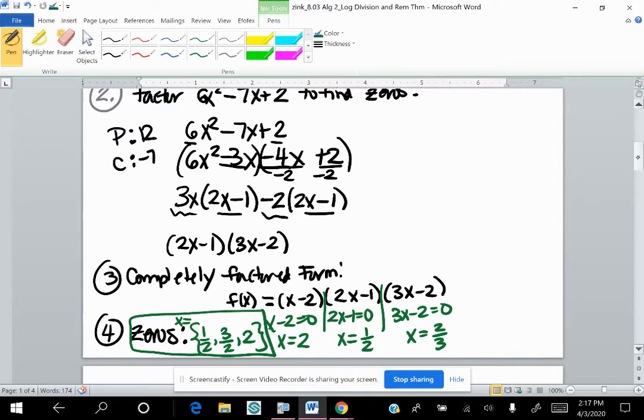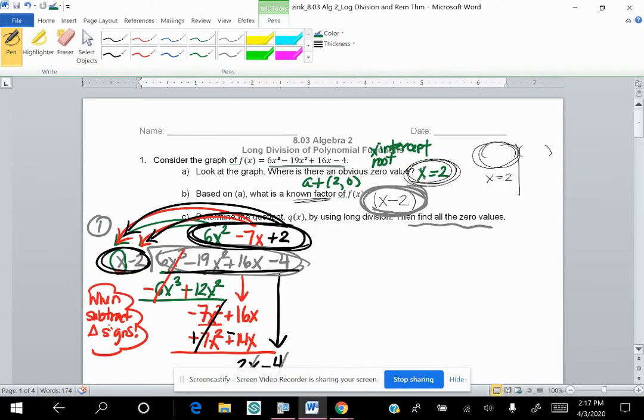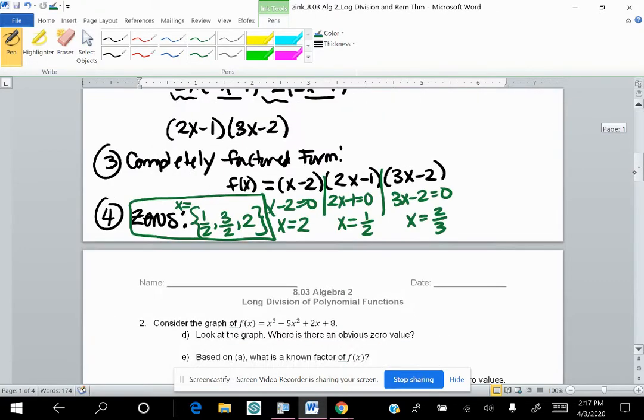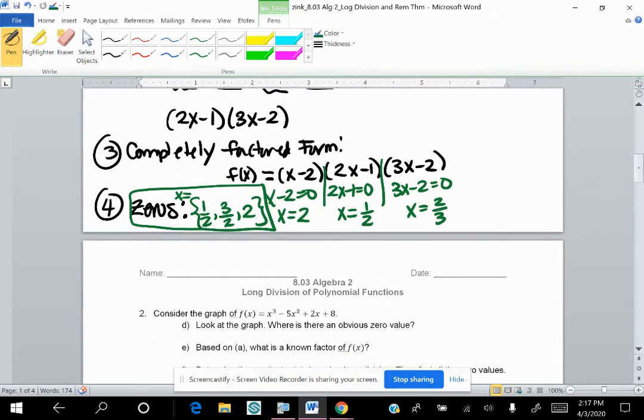Another thing that's important to know here, if you look at the original, the highest exponent is going to tell you the number of zeros you'll have. So in the past, we were always factoring with x squared typically. So that's why we only had 2 zeros. But now it's x to the third. That means we're going to have 3 zeros, which we did in the end here. We had 1/2, 3/2, and 2.